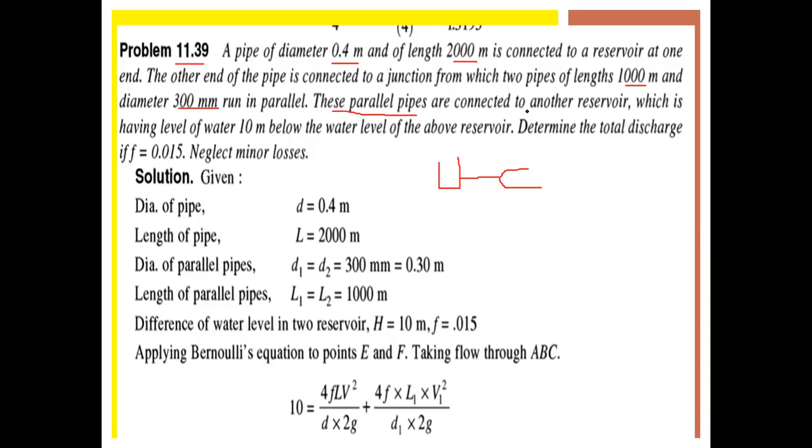So what's the question here? These parallel pipe connections are connected to the other reservoir, which has a water level 10 meters below the water level of the above reservoir. For these types of problems you have to study the problem minimum 3 or 4 times and you have to understand the content in Telugu. So what did he say here? These parallel pipes are connected to the other reservoir.